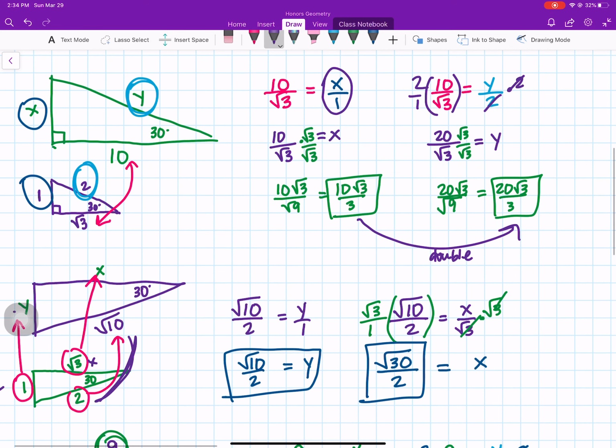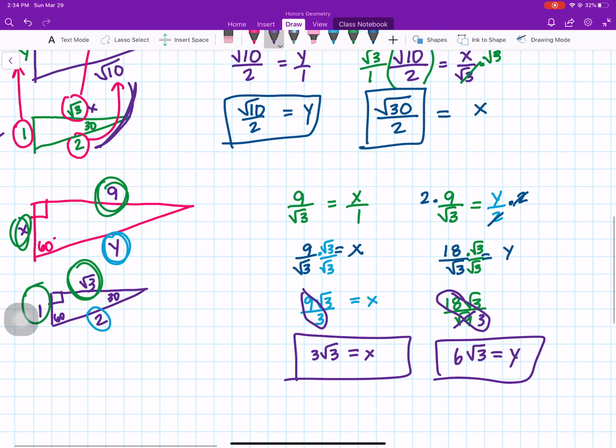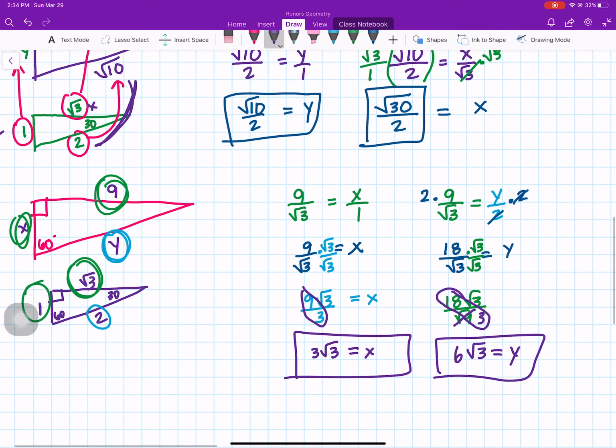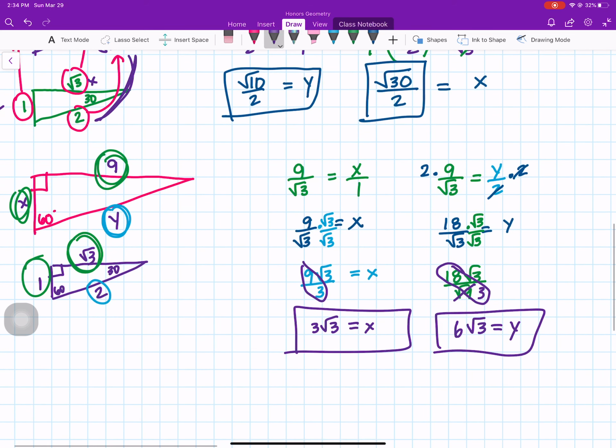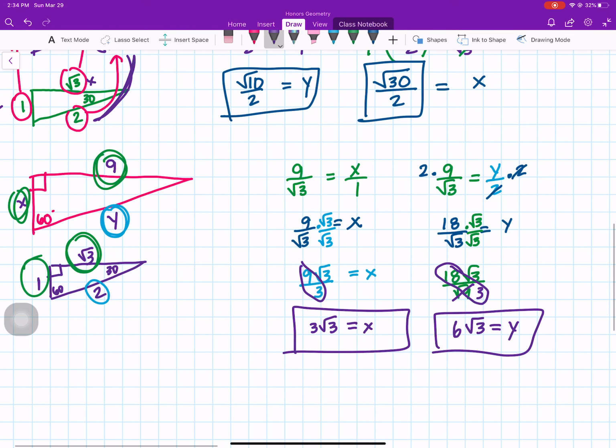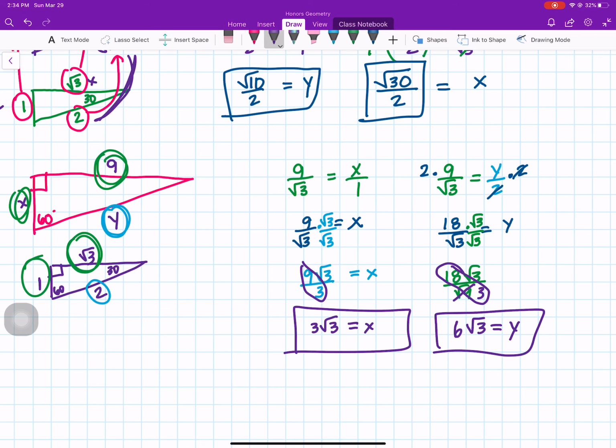Other times, like this one up here with the 10 root 3 over 3 and the 20 root 3 over 3, they did not reduce. You will come across several very strange answers from time to time with very strange radicals in them. Don't feel like you are incorrect. Make sure you do some practice problems before you start your quiz.